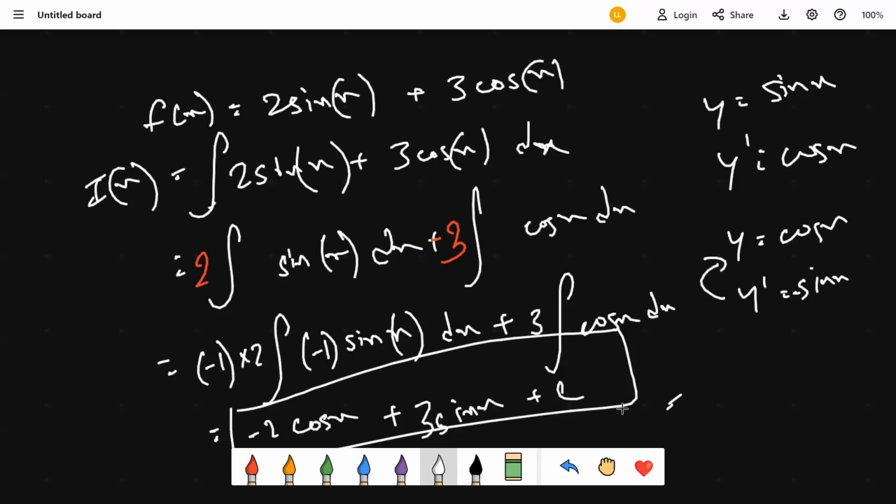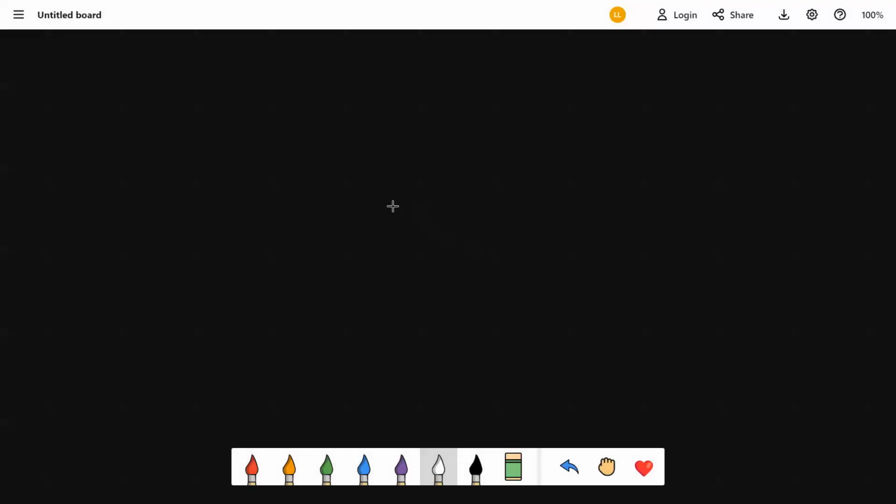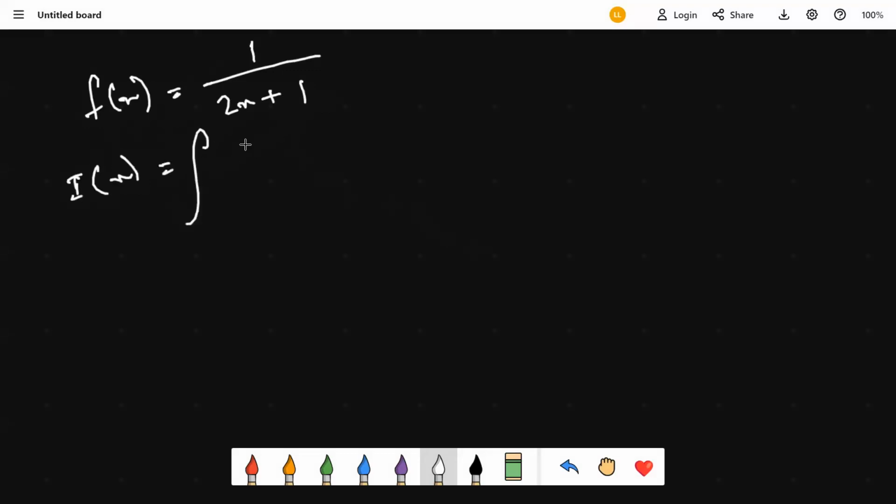Do we have some others? Yes, we do have some others. So we have some substitution in integration. So we will be integrating using the substitution rule. Let's say we have an equation given, f of x equals 1 over 2x plus 1. Now they're asking us to find the integration of this function, so I of x, which is the integration of 1 over 2x plus 1 with respect to dx.